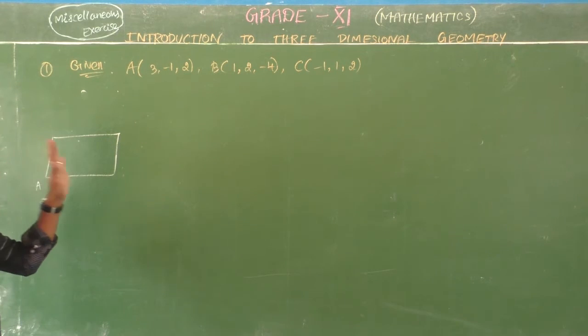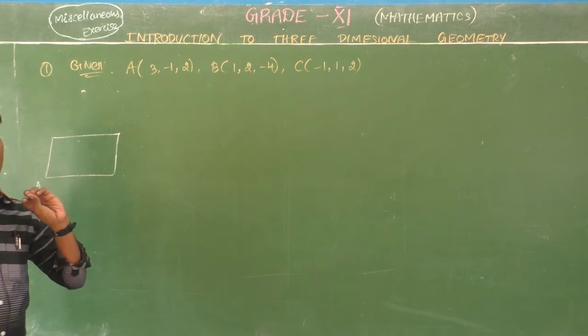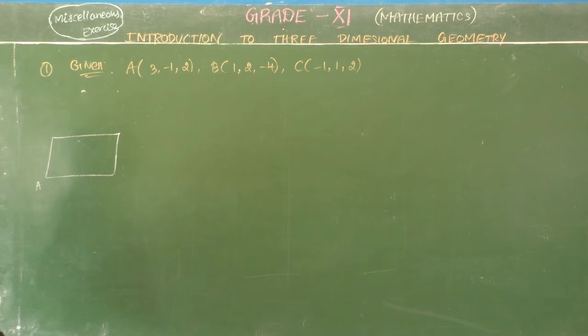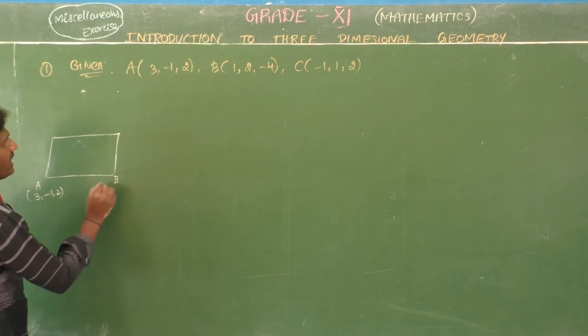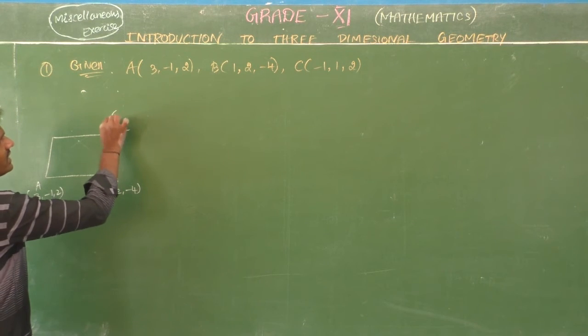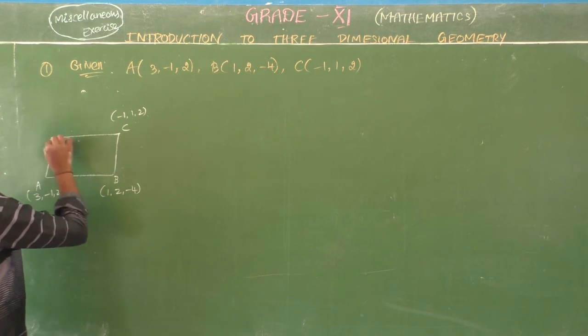Now it is already given ABCD is a parallelogram only. Now we need to find the fourth vertex of the parallelogram. The point A is (3, -1, 2), then B is (1, 2, -4), then C is (-1, 1, 2).